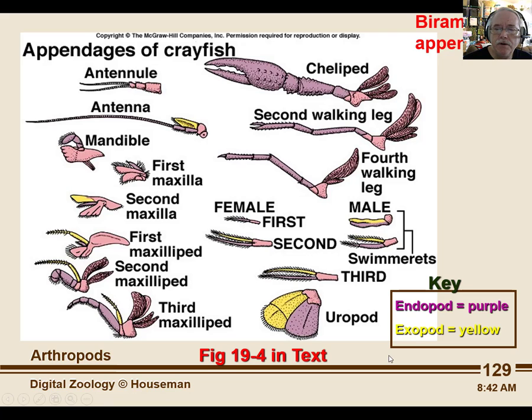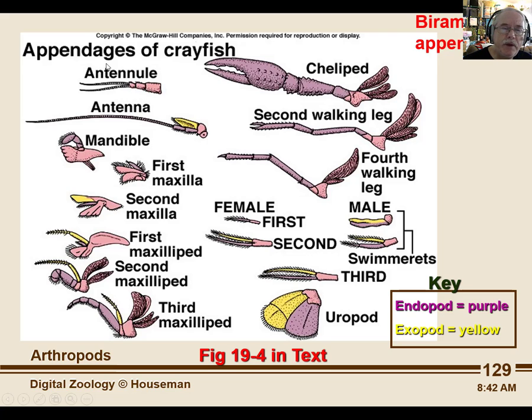So here in this figure, the exopod is in yellow, the endopod is in purple. You can see, for example, the final pair of appendages right next to the telson here, the uropods, have both endopod and exopod. Okay, but not all of these are biramous, to be fair.